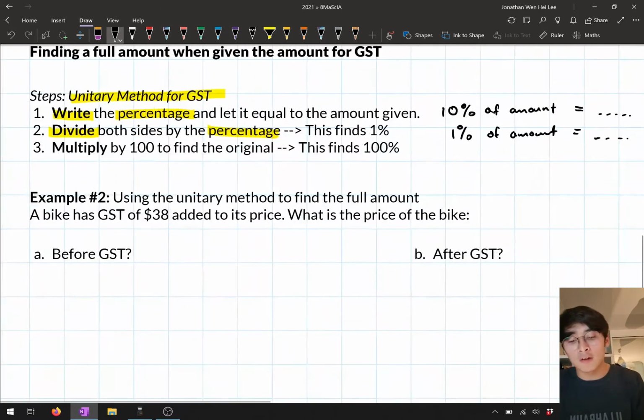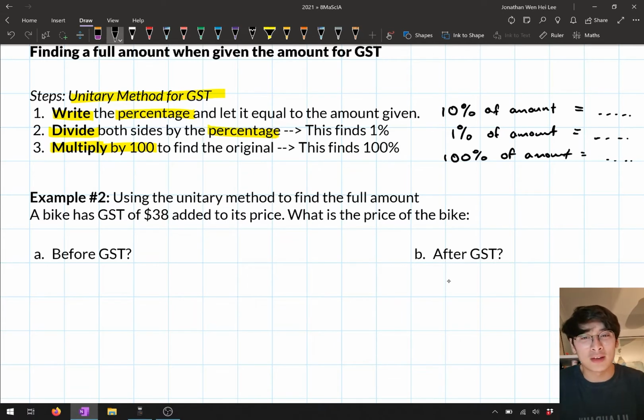And then we do a final step of multiplying by 100. The reason being is we want to get back to the original amount. The original is just 100%. All percentages are out of 100, and so we just want to find the total amount, which is just 100%. So here I just times it by 100 again in the final step, and we get whatever value that is going to be. So let's have a go at a couple of examples of this.